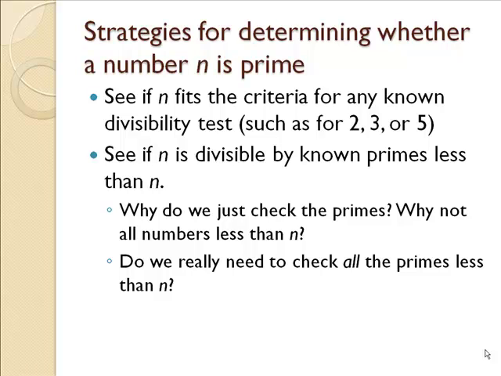And why do we just check the prime numbers? Why not all the numbers less than n? So if we want to determine if 57 is prime, do we need to check if it's divisible by 4, or 6, or 8, or 9? And do we really need to check all the primes less than n? If we're trying to determine if 57 is prime, do we really need to see if it's divisible by 47 or 43?